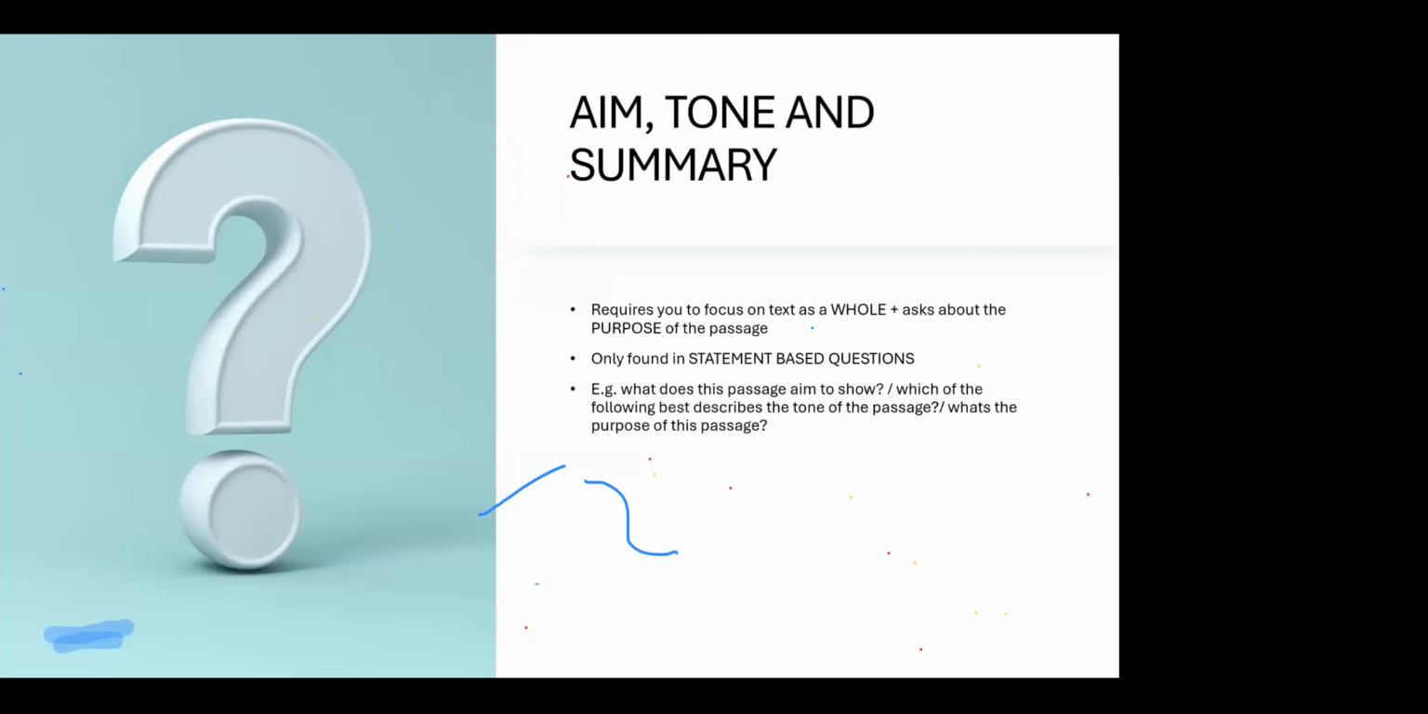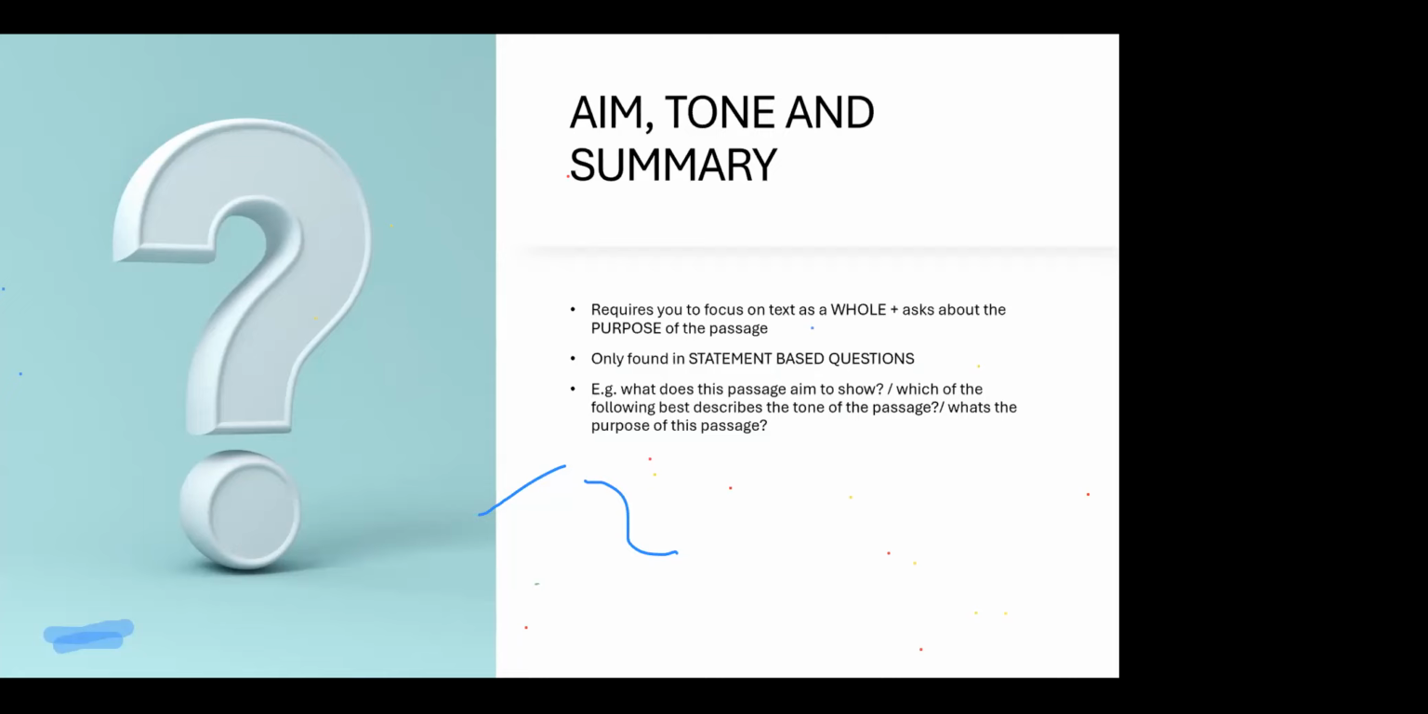And essentially, this is what they'll be phrased like. They'll say, what does this passage aim to show? And then you'll get given 4 answer options and you have to select one. They could ask you, which of the following best describes the tone of the passage? Again, you'll get given 4 answer options and you have to select one. Or they could say, which of the following best describes the purpose of the passage? Now, as you can imagine, these questions are really, really difficult because they do require you to have an understanding of the whole text. There's loads of different ways in which you can attempt to answer them.